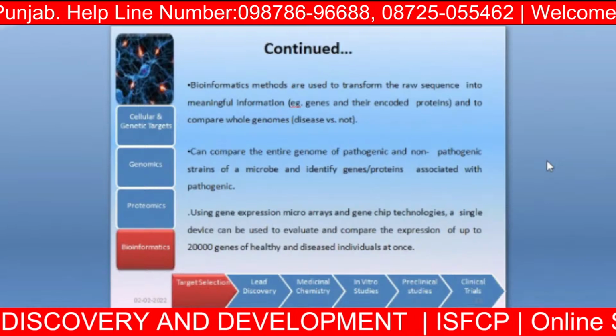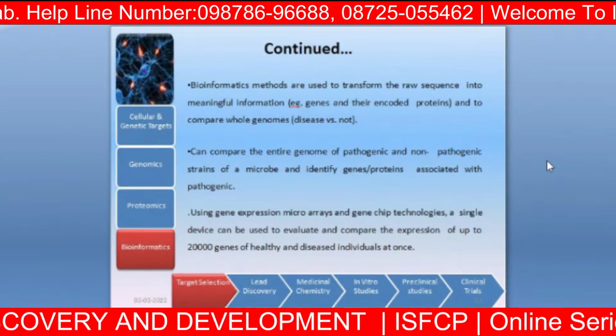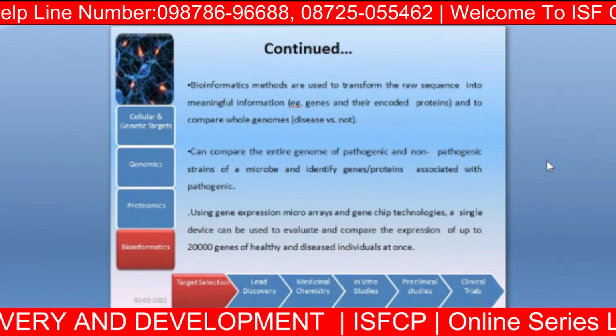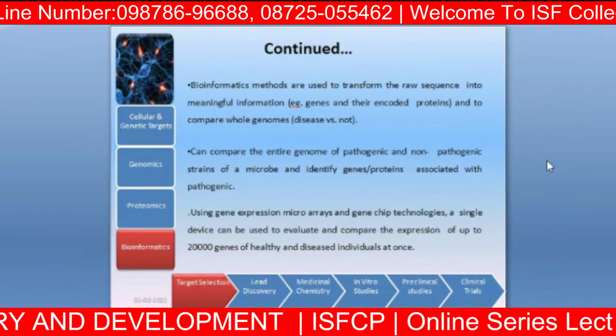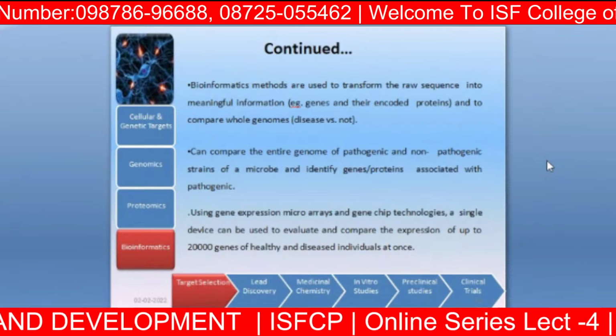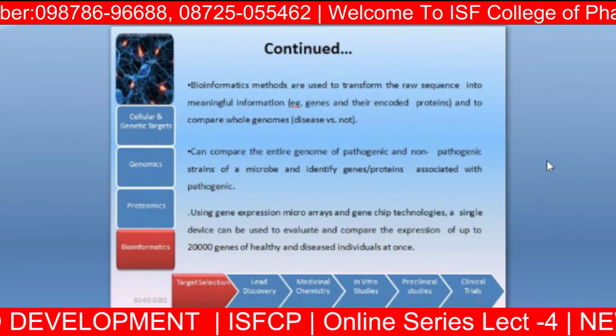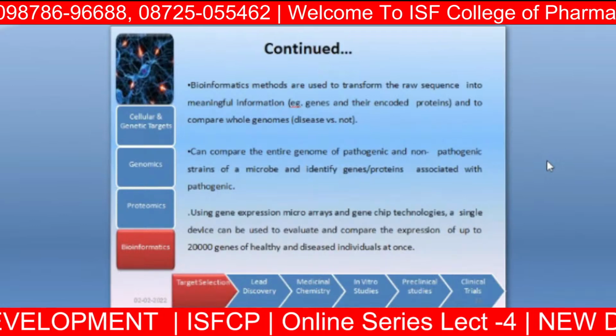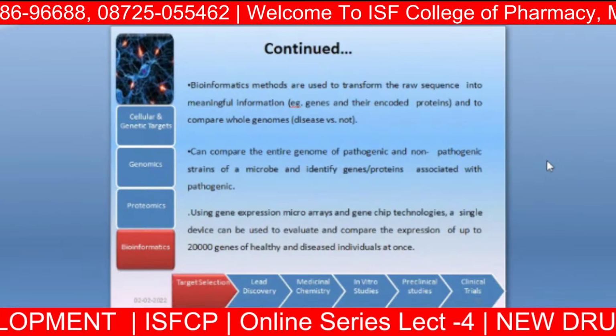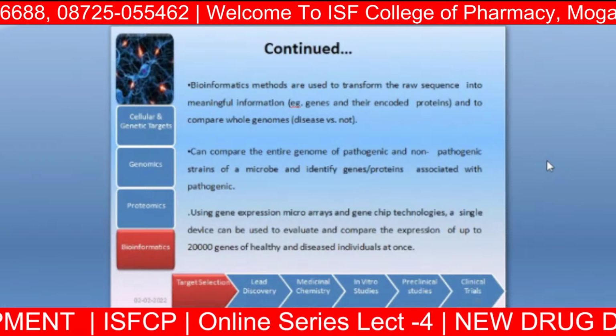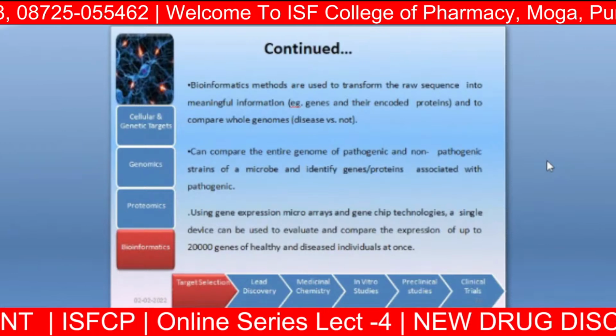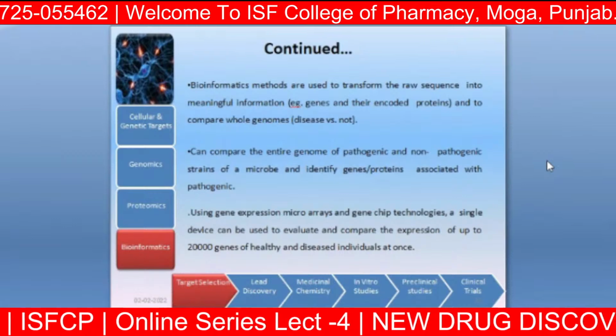Microarray technology can confirm the availability of a particular protein, by which we can identify the protein sequencing. A single device can be used to evaluate and compare the expression of up to 20,000 genes in healthy as well as disease states.